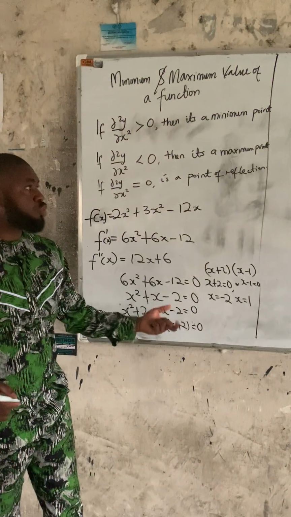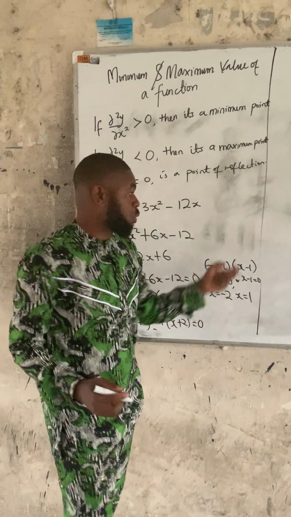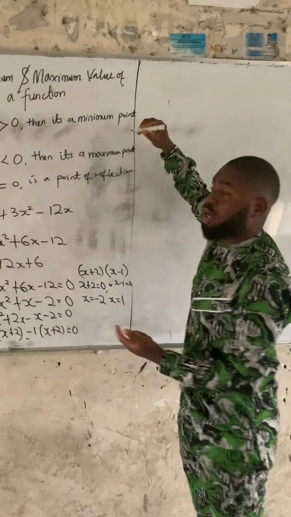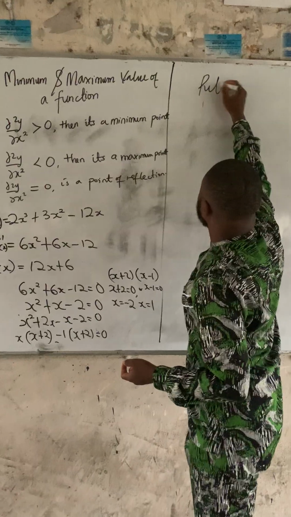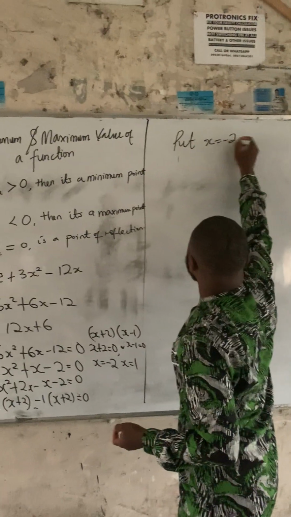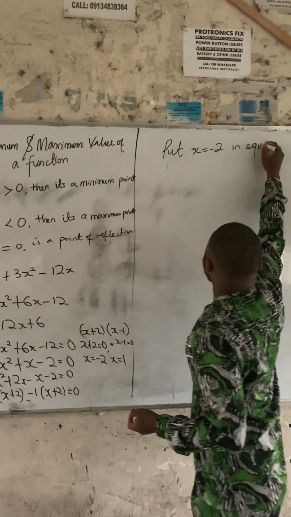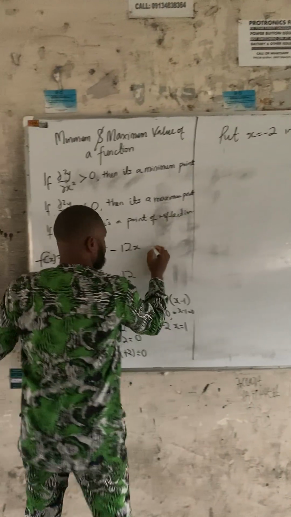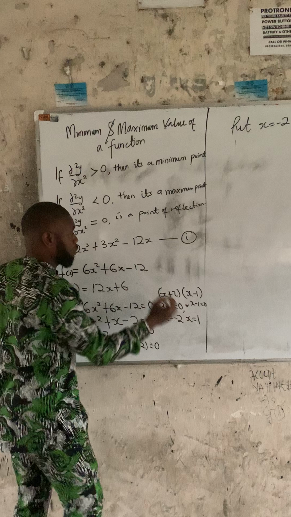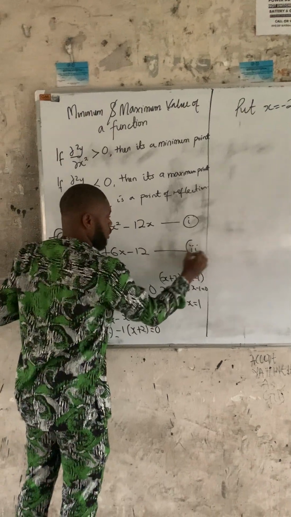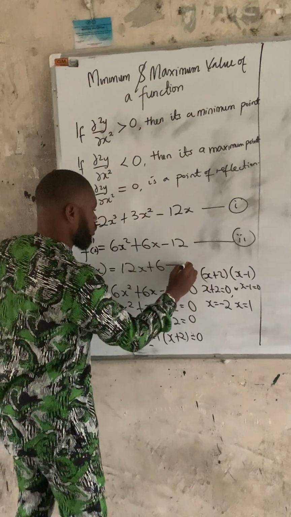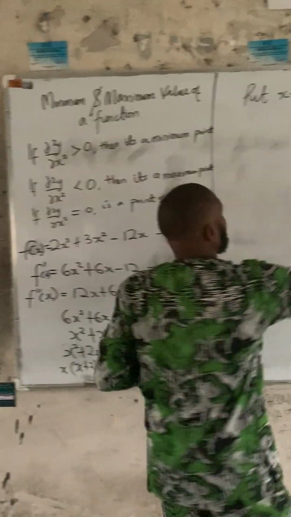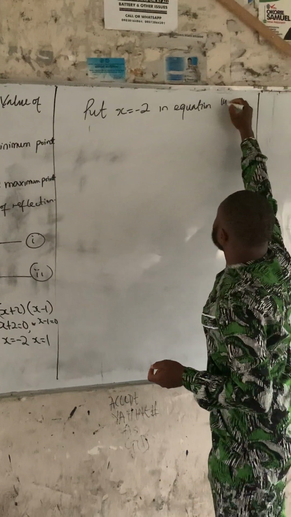Now, we're using this to indicate their points and also their values. So just flow with me. From here, I will use minus 2. I'll put x equals minus 2 in equation 3. To make it easier for us, I'll make the function equation 1, the first derivative equation 2, and the second derivative equation 3. So I want to use this as my standard.